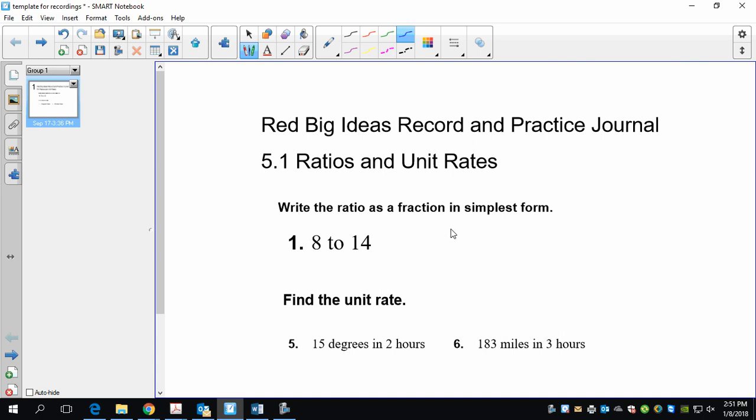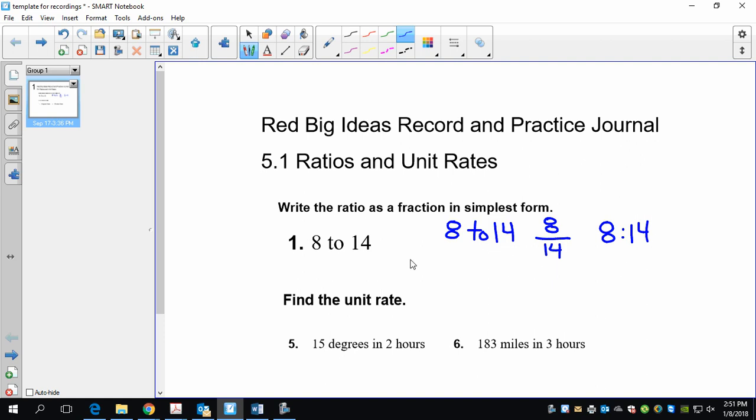Well, let's just back up a step first. Let's make sure we know how to write the ratios correctly. So 8 to 14, that would be one way to write a ratio. Another way would look similar to a fraction, although we would still say it's 8 to 14. And then the final way would be 8 to 14 with a colon.